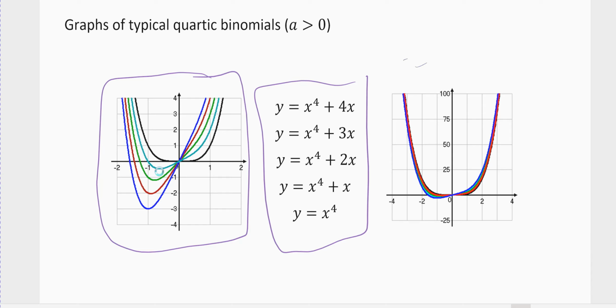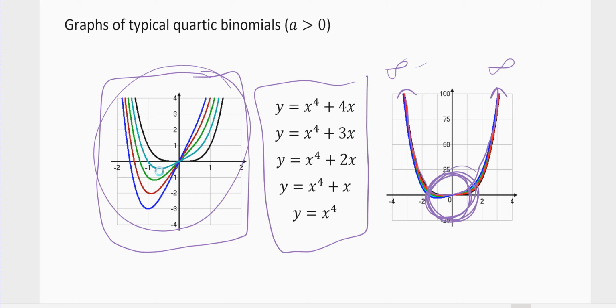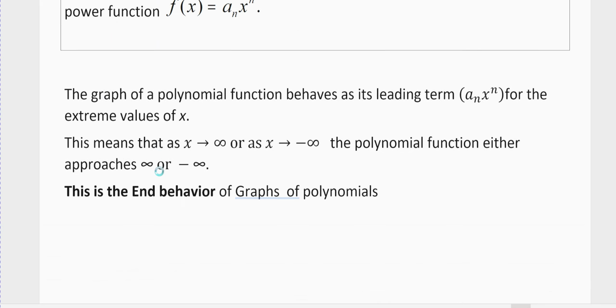But when I zoom out, you can barely distinguish the difference between them, right? They're behaving the same way. Both tails are shooting off to infinity in these cases, and so the tails of the graph are behaving the same way. In the middle, they're not. Towards the origin, they're different. But as I'm shooting off to the infinities, the shape's the same. And that's kind of what we're going to get to in this section.